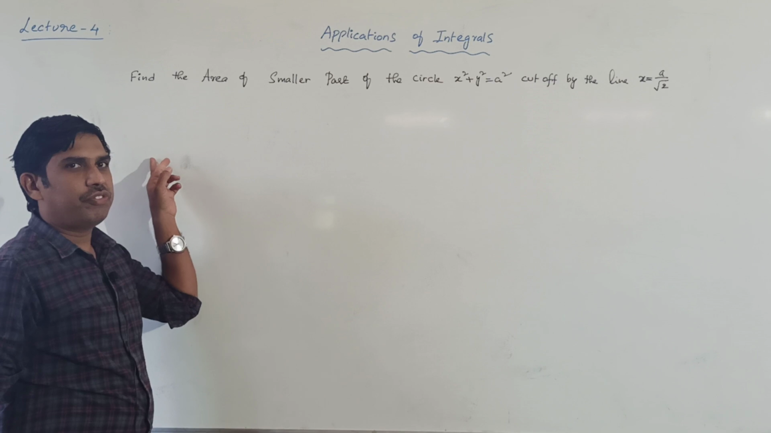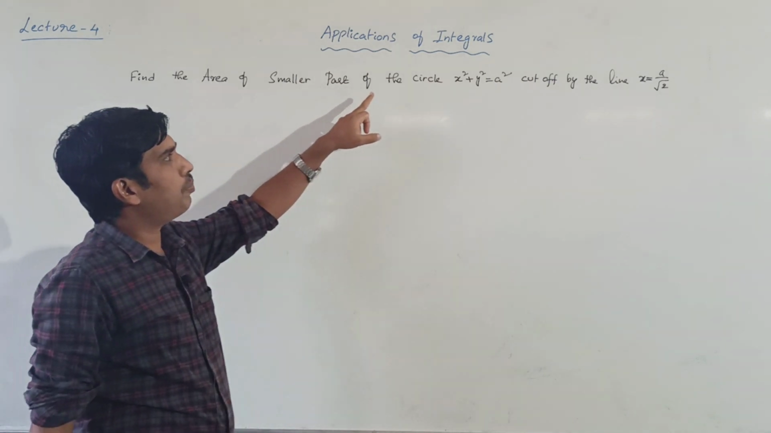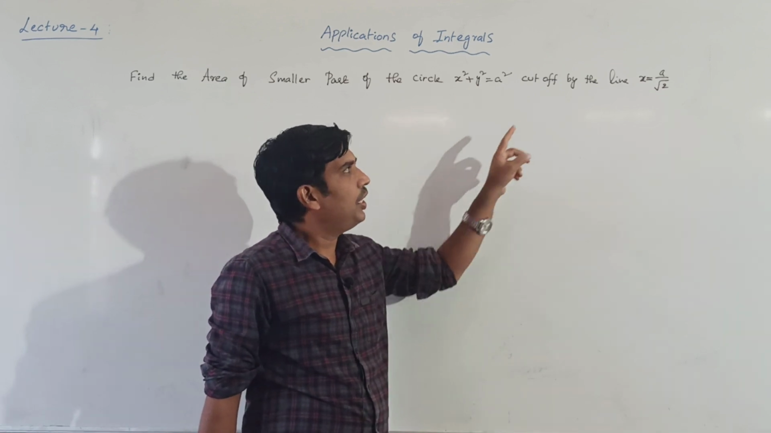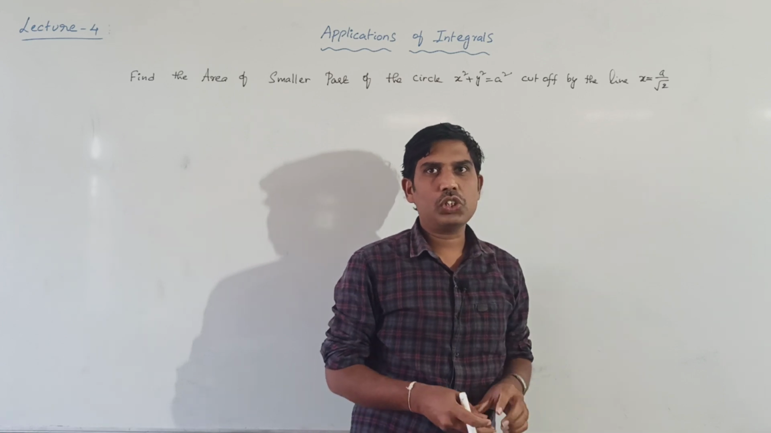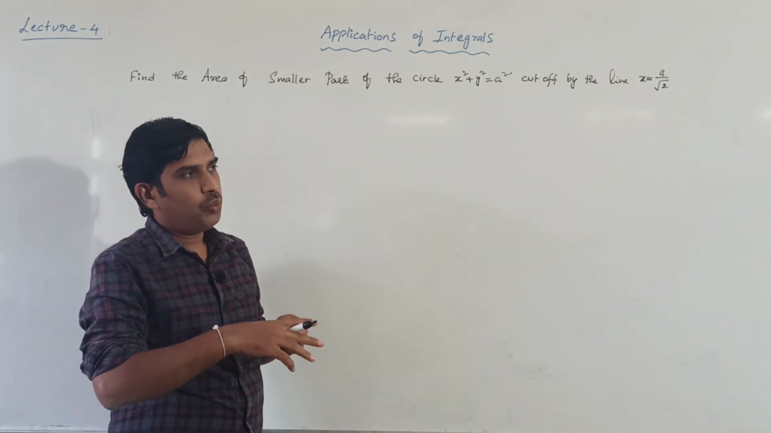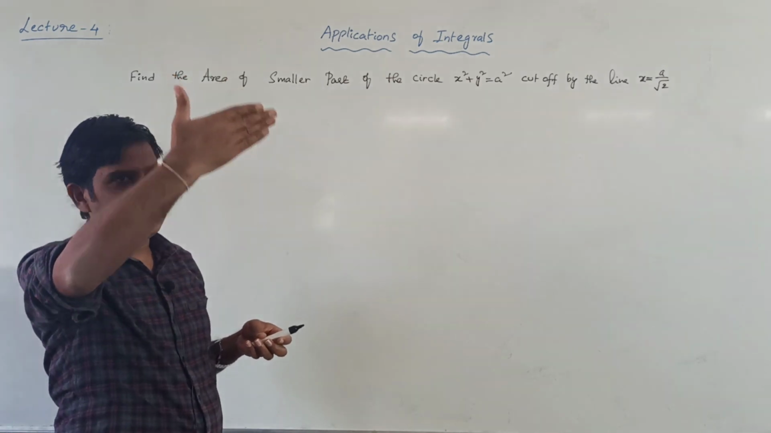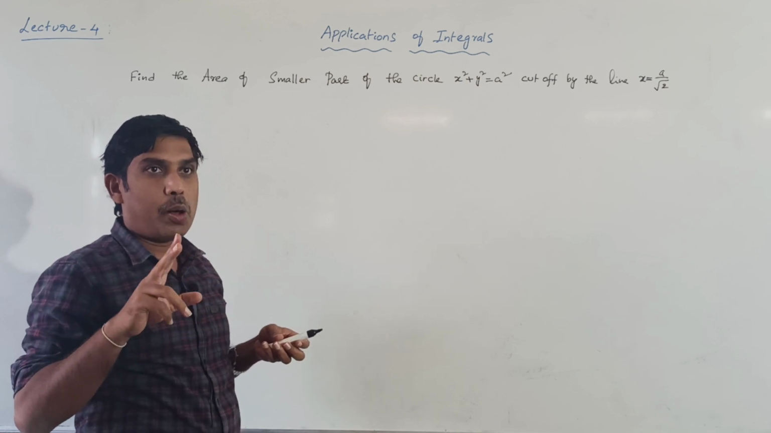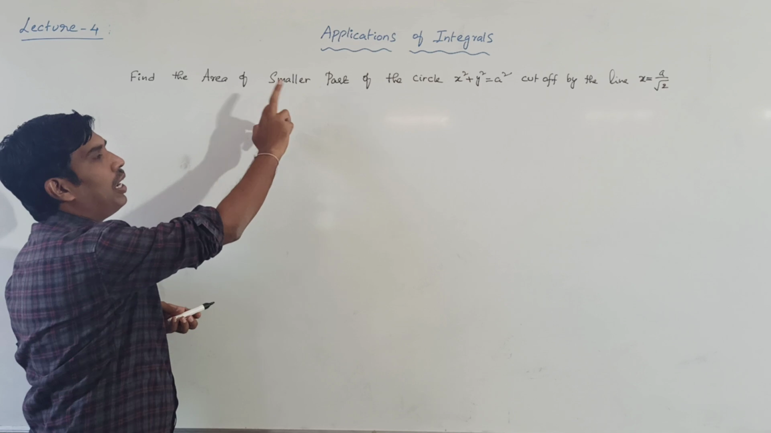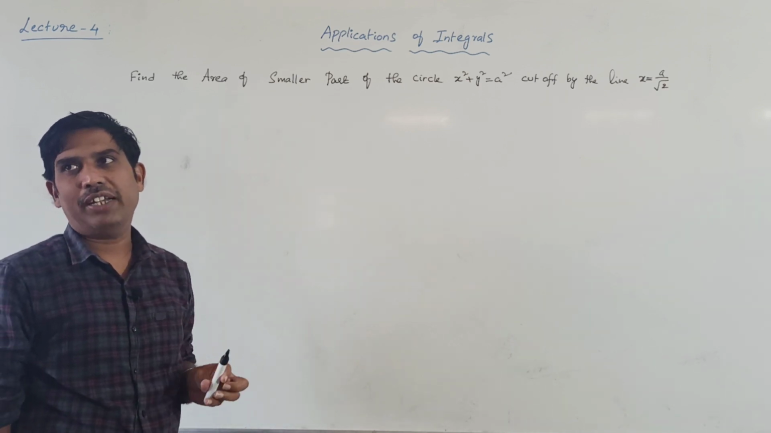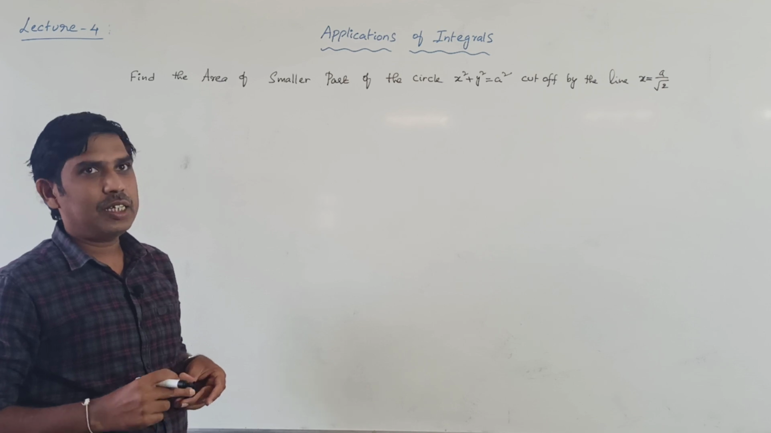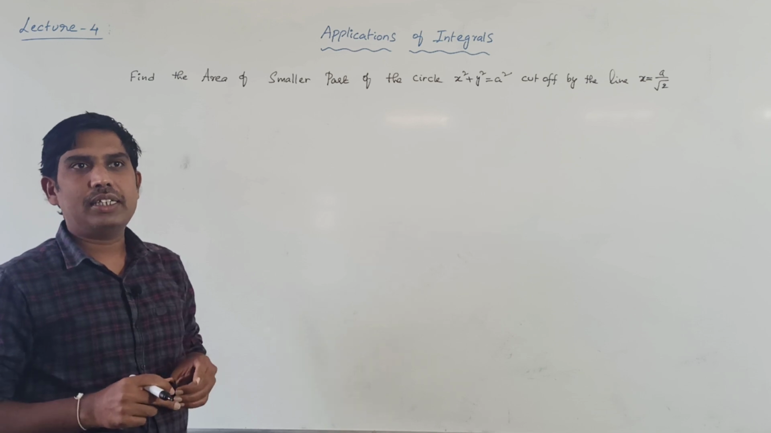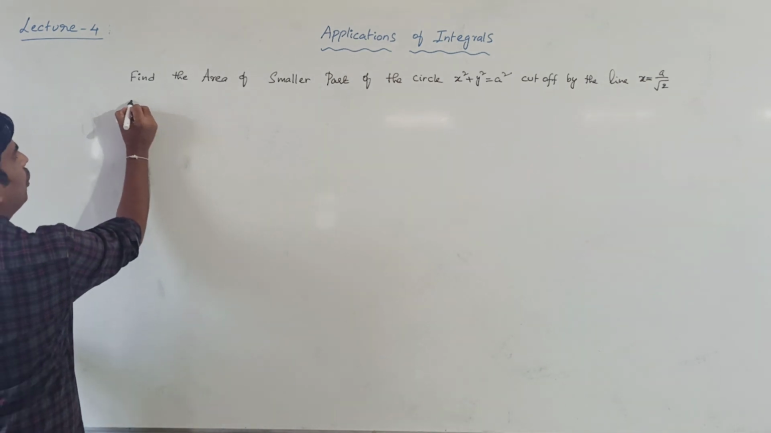See here, find the area of the smaller part of the circle x square plus y square is equal to a square cut off by the line x is equal to a by root 2. It means one line cuts the circle, and automatically it divides into two parts. Among that we have to find only the smaller part area. So if you draw the diagram, we can easily observe which is the smaller part.